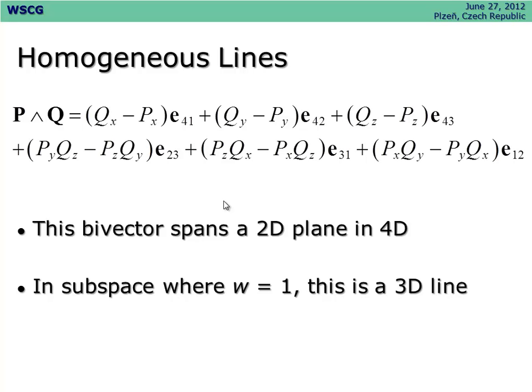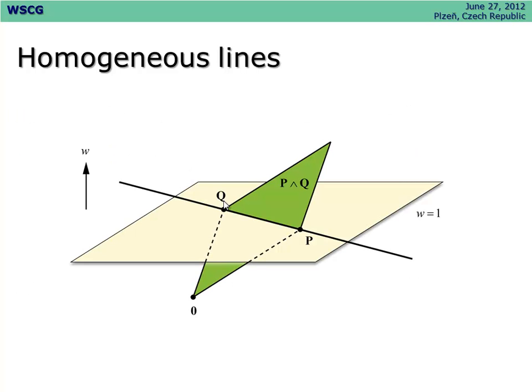Now, if we look at where it slices the subspace where w equals 1, then what we really have is a line in three-dimensional space. So this green parallelogram here represents the wedge product between p and q. And if we look at where w equals 1 slices through that, we have a line that passes through the points p and q. So all we did was multiply two points together, and now we have something that represents a line.